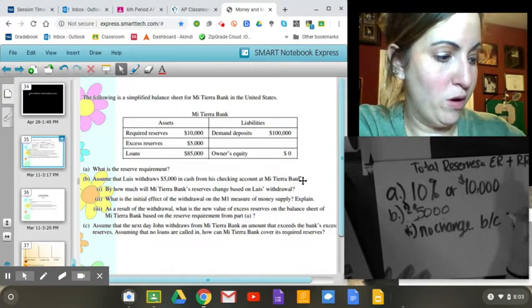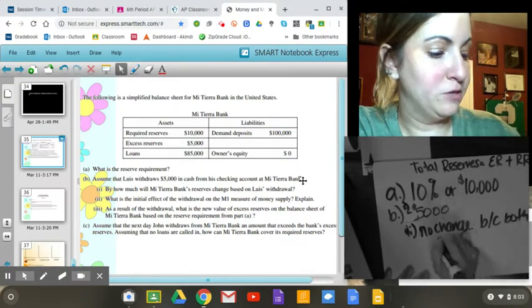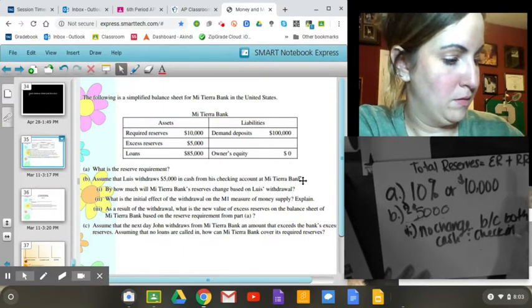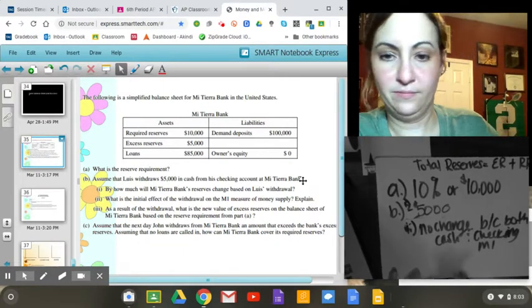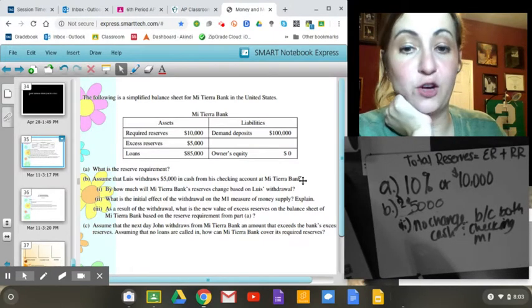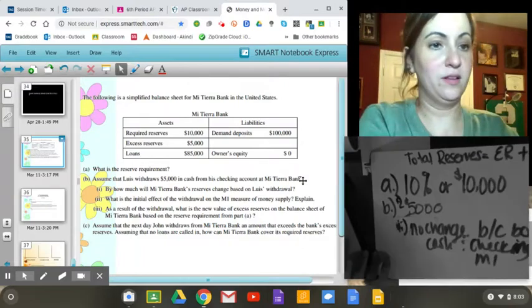Because both M1, both cash and checking, are M1. And III. As a result of the withdrawal, what is the new value of excess reserves? Okay, well, I already drew my little T-chart here.